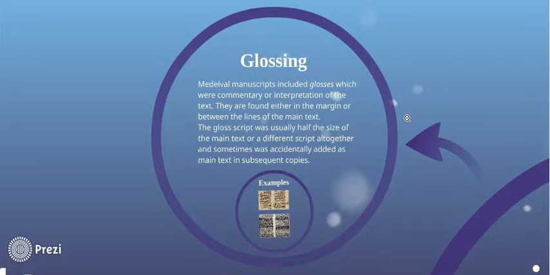Glossing is commentary or interpretation of the text from an authoritative source. They're found either in the margin or between the lines of the main text, and to distinguish the glossing from the main text, they're usually written in a smaller hand or a different script.